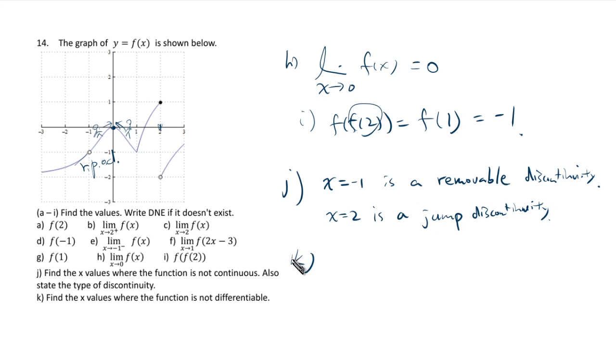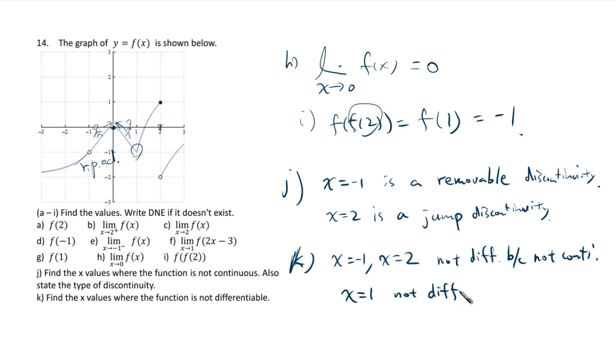Now k, where are the points where the function is not differentiable? Well, a function is not differentiable if it has discontinuity or if it has a sharp turn right here. Okay. So anytime it's not continuous, x equals negative 1, x equals 2, will be not differentiable, because not continuous. Okay. But also x equals 1 is not differentiable because it has a sharp turn.